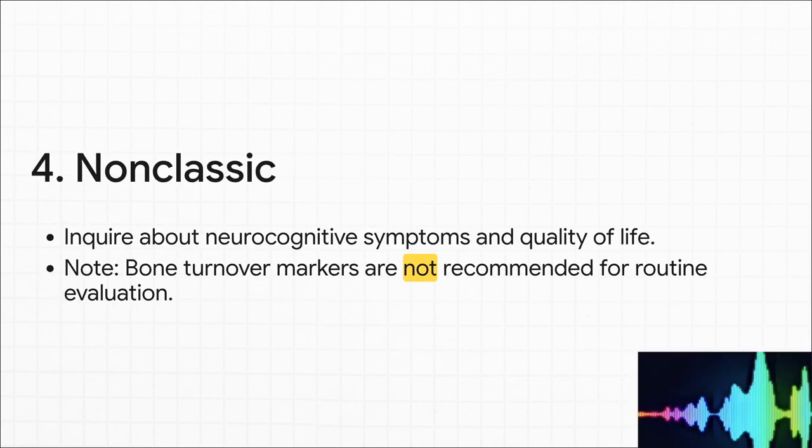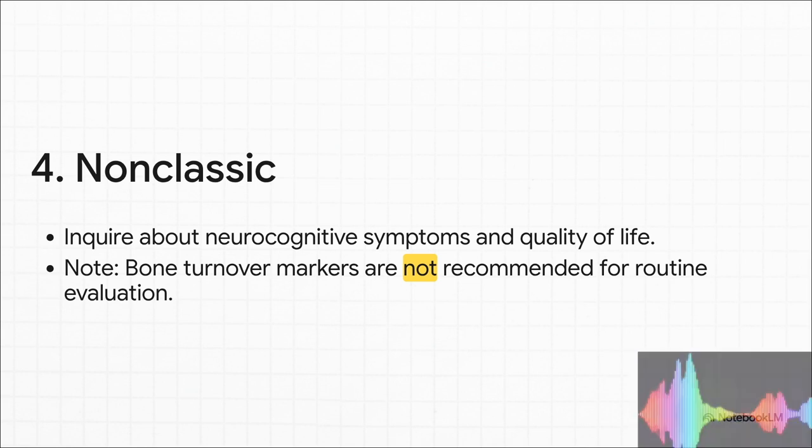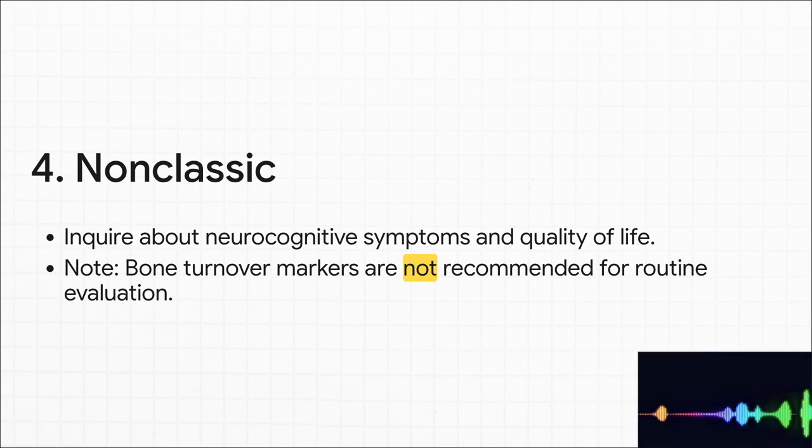Okay, number 4. This one's about those non-classic symptoms, the ones that can really affect a patient's day-to-day life. We should be asking about things like brain fog, mood changes, and just their general quality of life. But, and this is super important, notice what's not recommended for a routine evaluation: bone turnover markers. For now, they just don't have a place in making that initial call on surgery.